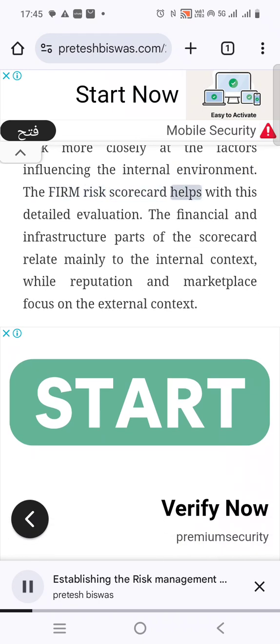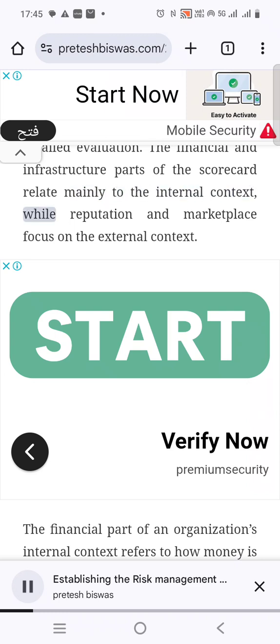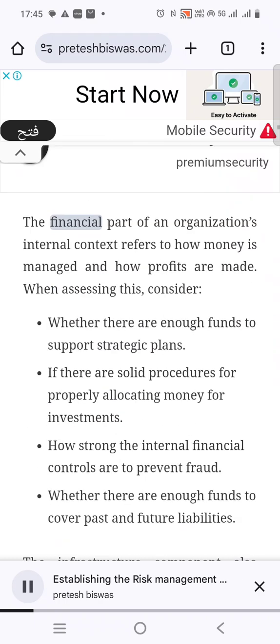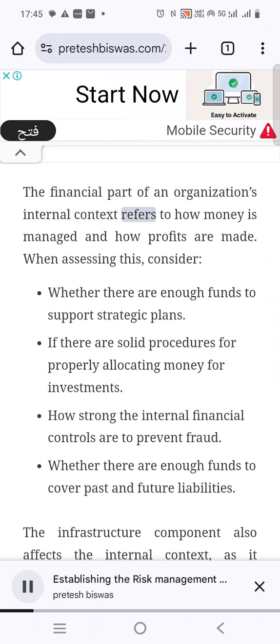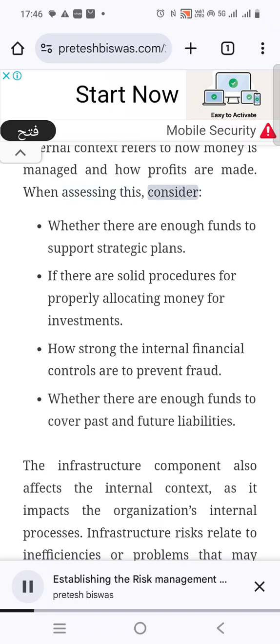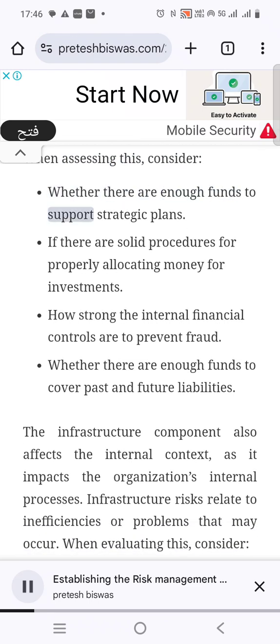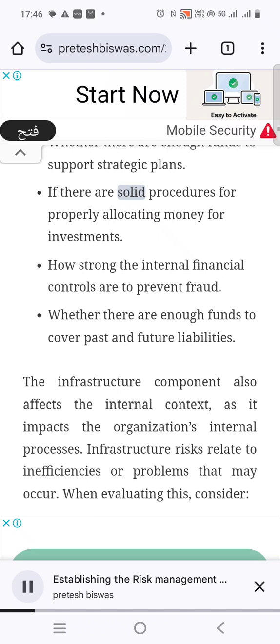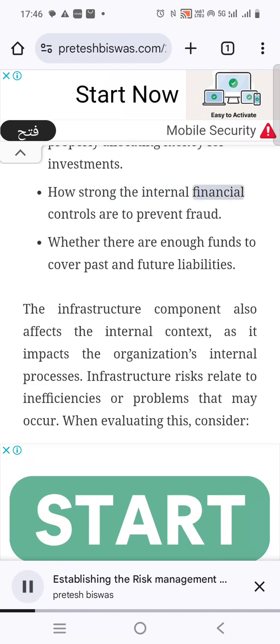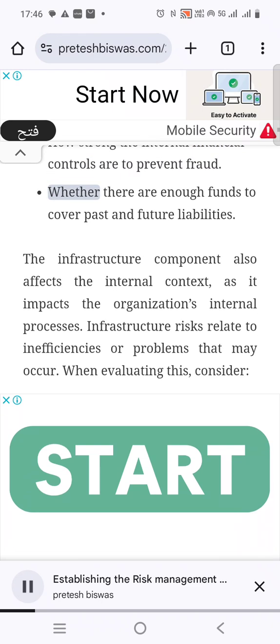The firm risk scorecard helps with this detailed evaluation. The financial and infrastructure parts of the scorecard relate mainly to the internal context, while reputation and marketplace focus on the external context. The financial part of an organization's internal context refers to how money is managed and how profits are made. When assessing this, consider whether there are enough funds to support strategic plans, if there are solid procedures for properly allocating money for investments, how strong the internal financial controls are to prevent fraud, and whether there are enough funds to cover past and future liabilities.